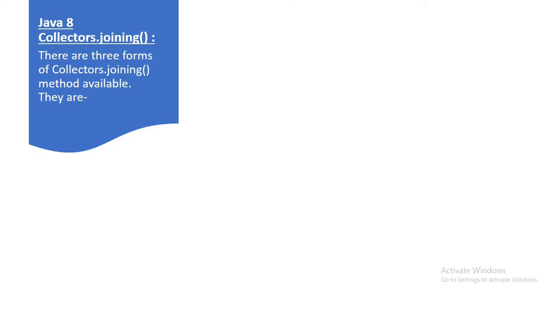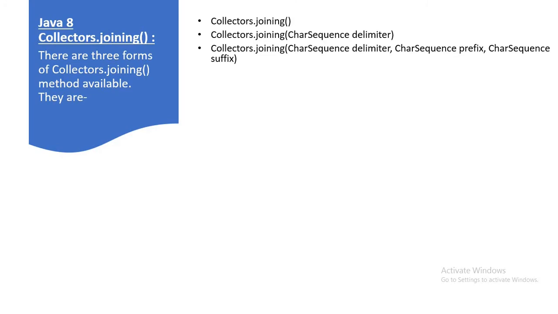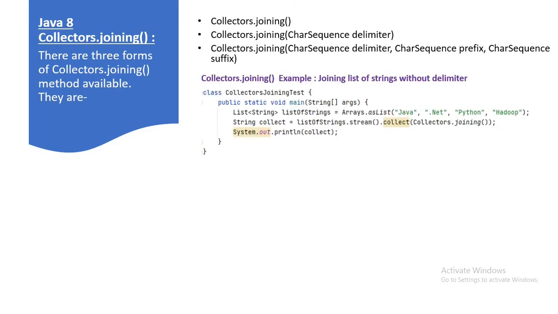The next part is Collectors.joining. There are three forms of the Collectors.joining method available: Collectors.joining without any parameter, Collectors.joining with one parameter called delimiter, and another one with three parameters: delimiter, prefix and suffix. We'll see them one by one with examples. The first is Collectors.joining, where we are joining without a delimiter. Here we take strings.stream().collect, and in that we use the Collectors.joining method. It will join without the delimiters.